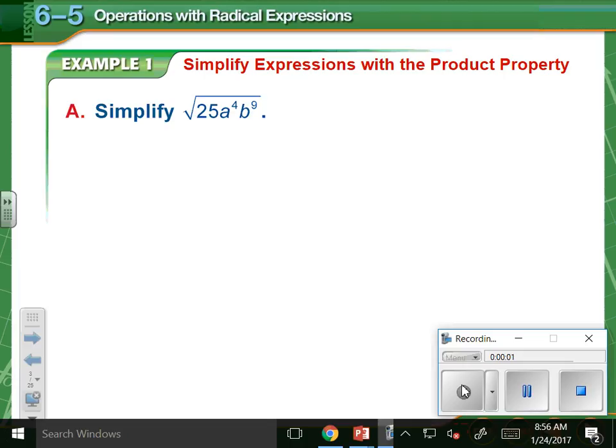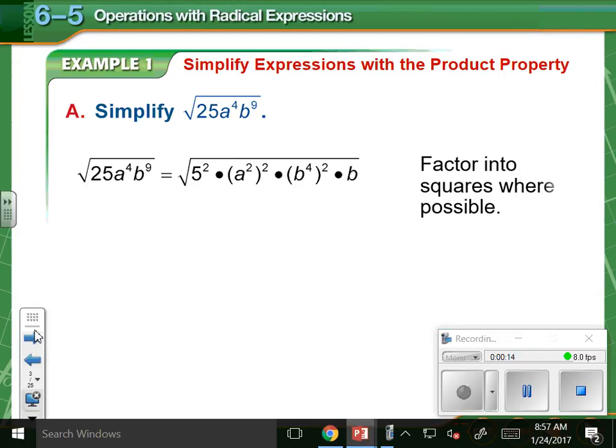We're going to simplify this. This is the square root of 25, a to the 4th, b to the 9th. The first thing we need to do is break everything up into factors of squares. In other words, 25 is a perfect square, so we're going to write it as 5 squared.